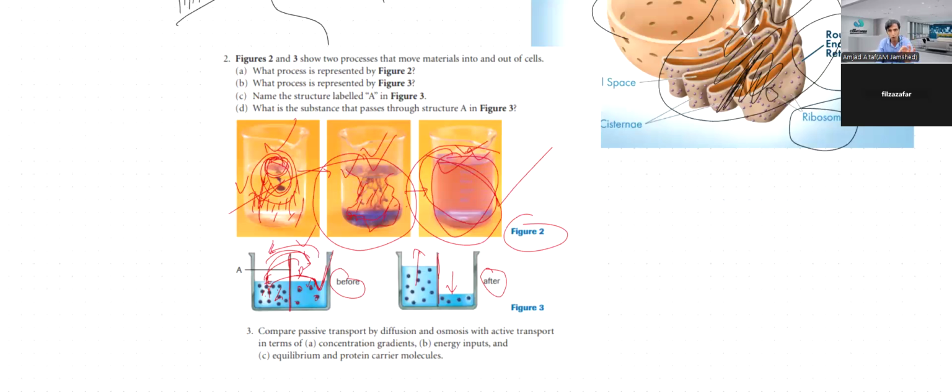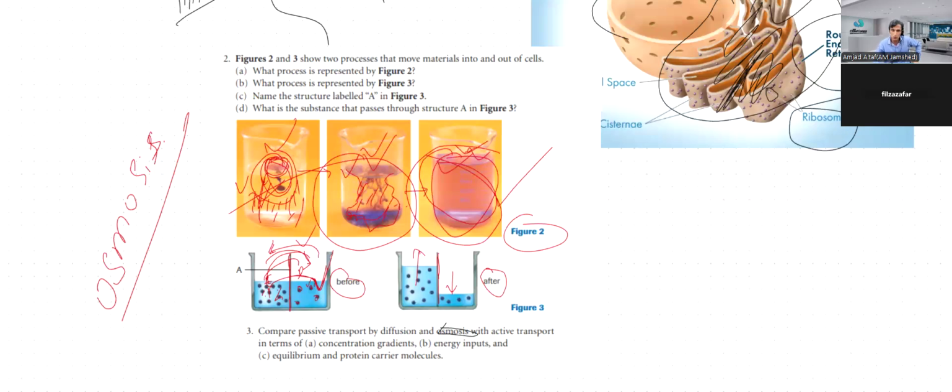Listen. The movement of water molecules from higher concentration to lower concentration across the semi-permeable membrane. What is this? Can you name the term? Osmosis. So this is osmosis. Yes, the movement of the water molecules, remember, from higher concentration to lower concentration through a semi-permeable membrane. Is this not a semi-permeable membrane, Filza? It is. Yes, and that's what we call osmosis.